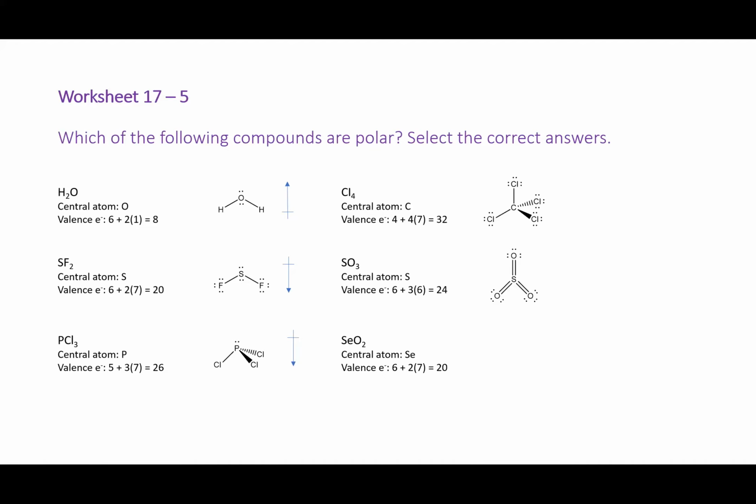Finally, for SeO2, our central atom is the selenium, and we might draw our structure looking like this. So it is bent or V-shaped, and because the oxygens are more electronegative compared to the selenium, it's going to pull electron density away from the selenium, so our selenium is partially positive, and our oxygens are partially negative. So we're going to have an overall dipole moment pointing downwards, so this is also going to be a polar molecule.